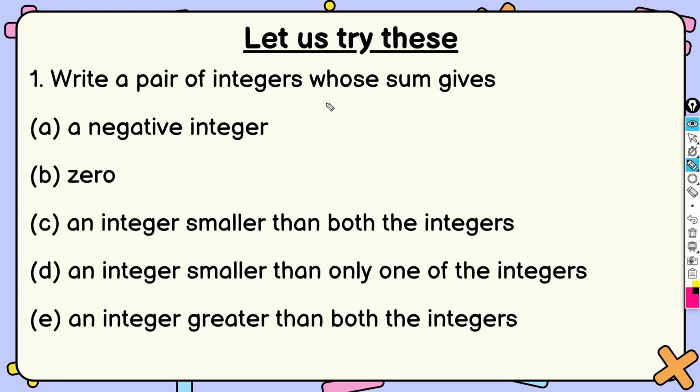Now write a pair of integers whose sum gives 0. Same number with different signs, if we add, we get 0. For example, 1 plus minus 1 is equal to 0. 10 plus minus 10 is equal to 0. 99 plus minus 99 is equal to 0. So these are pairs of integers whose sum gives 0.